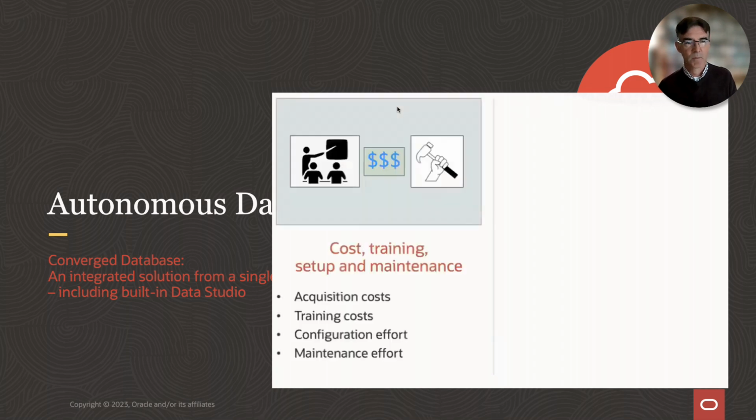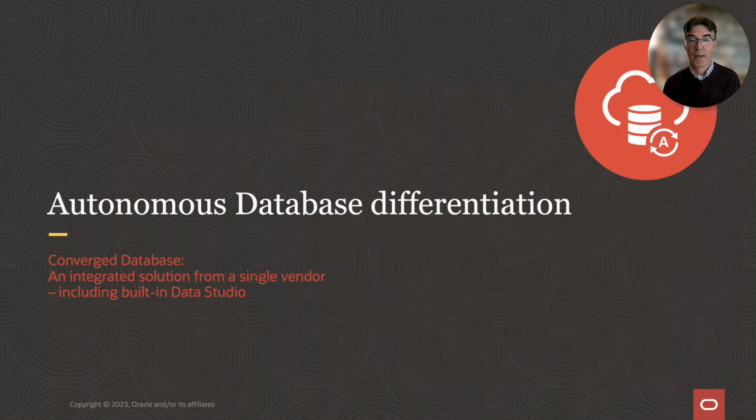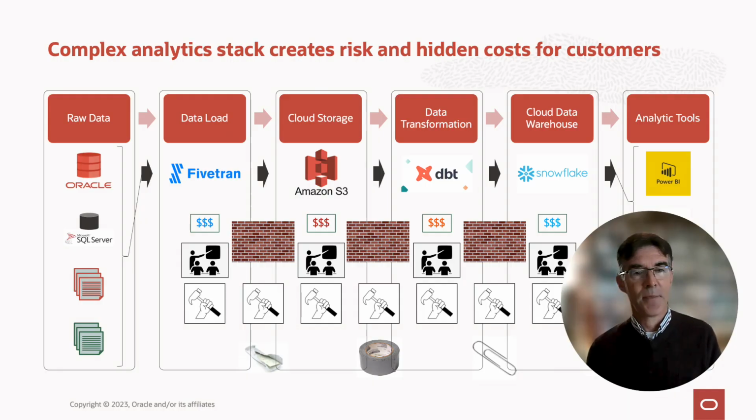All sorts of problems can go on there. Then, of course, there's the money part of things. You've got to acquire these things, train your people in using them. Then there's the effort to configure and maintain this stuff. And we've just been talking about the opacity and lineage and impact analysis, which is a significant problem down the road, certainly. And this is how the autonomous database is differentiated.